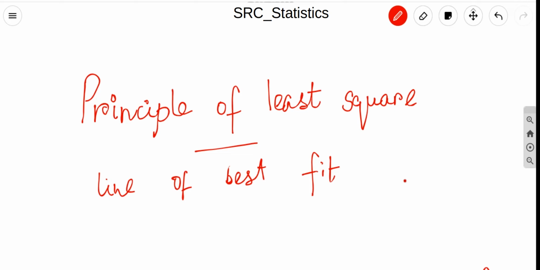So we shall understand the principle of least square. What is this? It is minimizing the sum of squares of errors, the difference between the actual value and the estimated value of y as given by the line of best fit. Let me explain in detail.